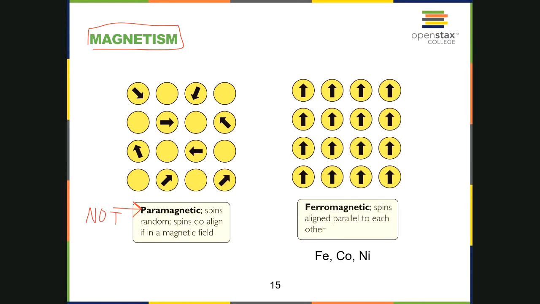Okay, anyway, to have magnetism, the prerequisite for that is to have unpaired electrons. That's the first thing you have to have. If you don't have unpaired electrons, it's just not going to be possible to have a magnet.